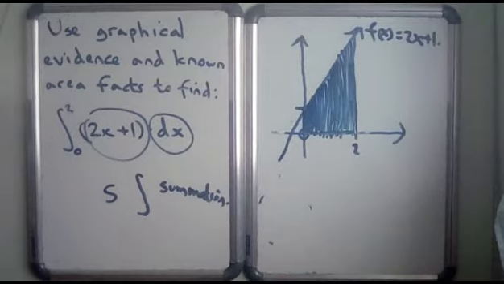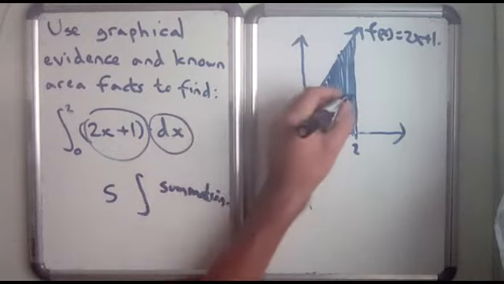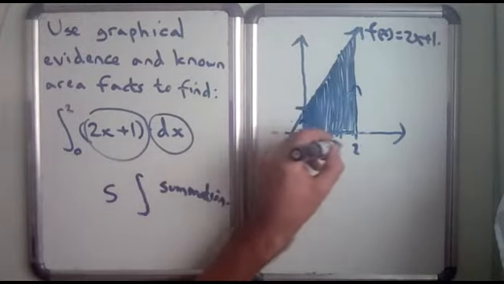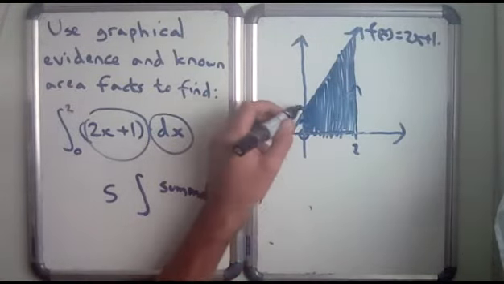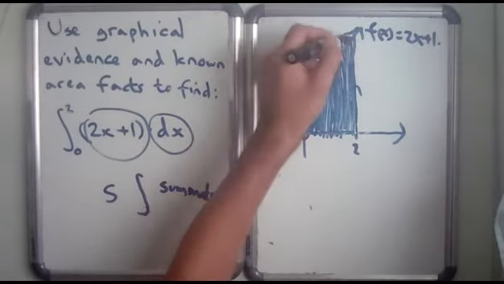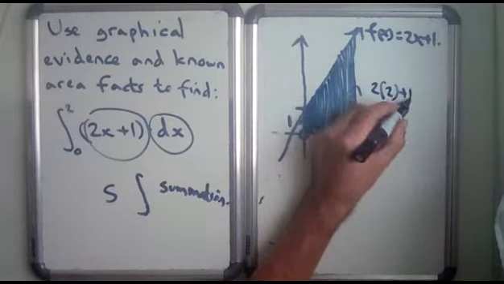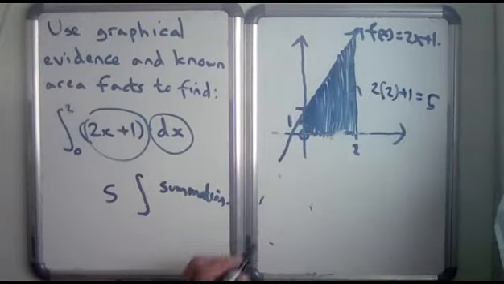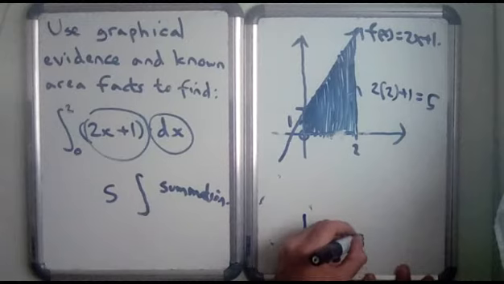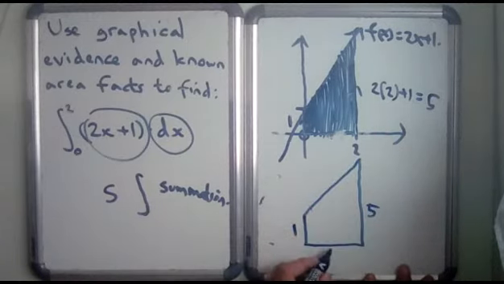But when it says use graphical evidence and known area facts to find, well, this shape is a trapezium. You can see you've got two parallel sides here and here. The height of the trapezium is 2. This is 1, so one of the parallel sides is 1, sometimes called small base and big base, it's the parallel sides. This here is 2x plus 1 when x is 2, so it's 2 times 2 plus 1 is 5. So this shape is a trapezium with parallel sides of 1 and 5 and a perpendicular height of 2.